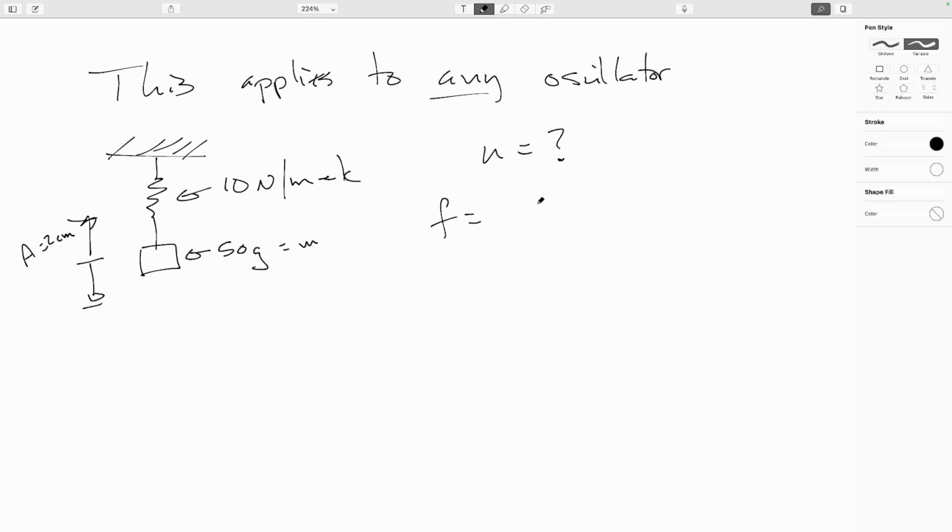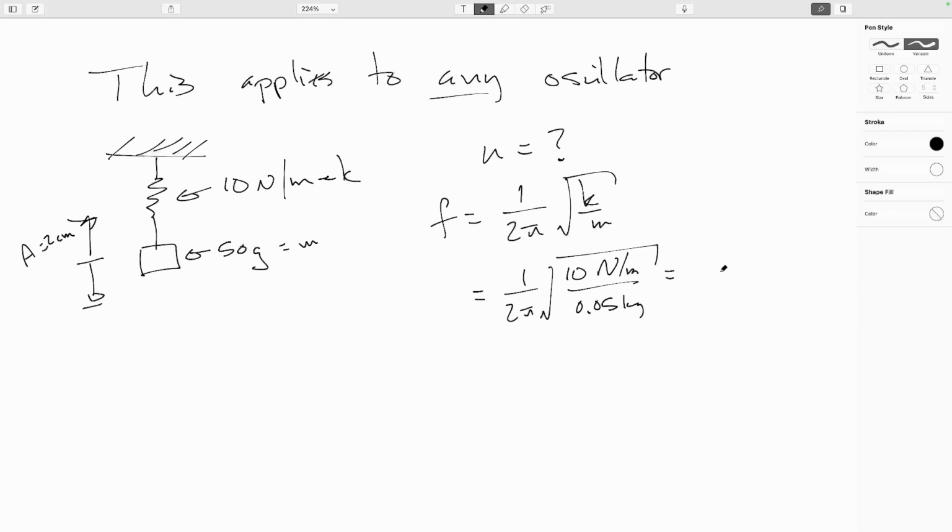So we remember that for a mass on a spring, it will oscillate at 1 over 2 pi times the square root of k over m. So let's just go ahead and compute this. So 10 newtons per meter over 0.05 kilograms. This works out to be 2.25 hertz. It's not exact, but we'll see. We don't need to get too stressed out about doing this precisely once we see what the punchline is.